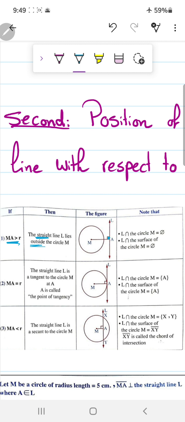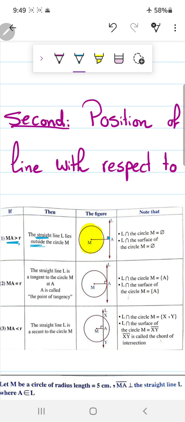And the surface, what's the meaning of the surface? The surface means all the surface here, the shaded part. L intersection the surface of circle M is phi.